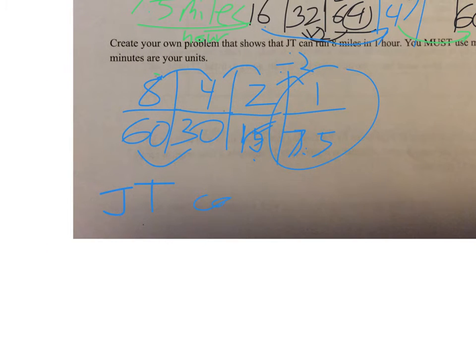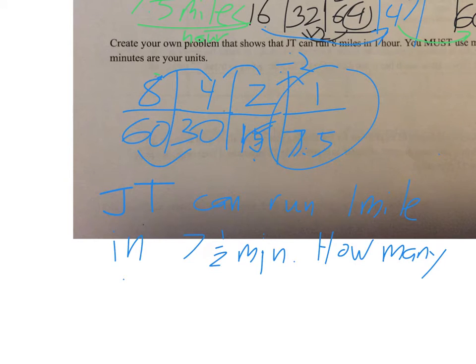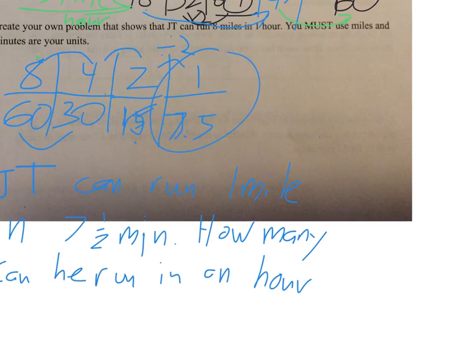So then you would write, like, JT, let's go back to the original problem. JT can run 1 mile in 7.5 minutes. How many can he run in an hour? Or how many miles?